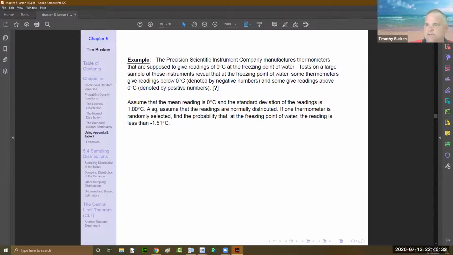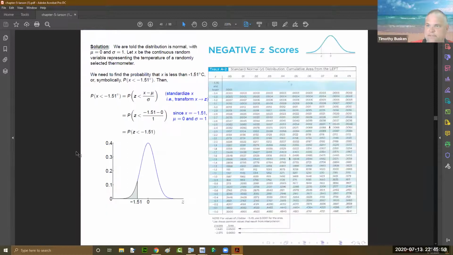Here comes the question now. Assume that the average reading is 0, so assume that the mean is 0 degrees, and that the standard deviation of the readings is 1 degree. So the random variable x here represents the temperature of a randomly selected thermometer, what reading it gives at the freezing point of water. If we assume the readings are normally distributed, the question is this: if one thermometer is randomly selected, find the probability that at the freezing point of water, the reading on the thermometer is less than negative 1.51 degrees Celsius.